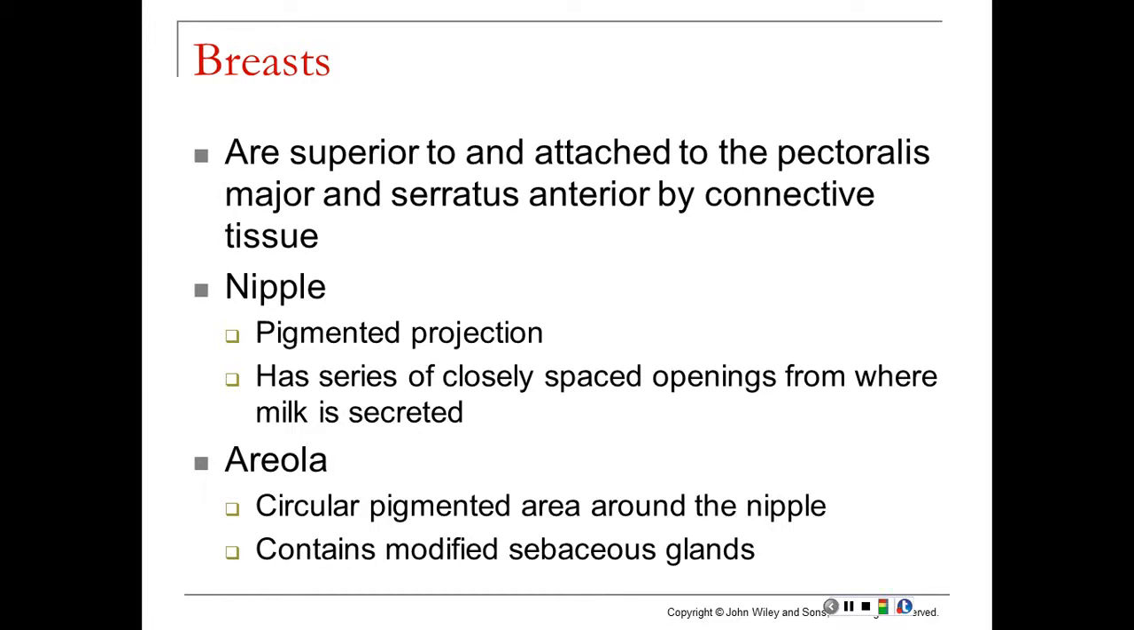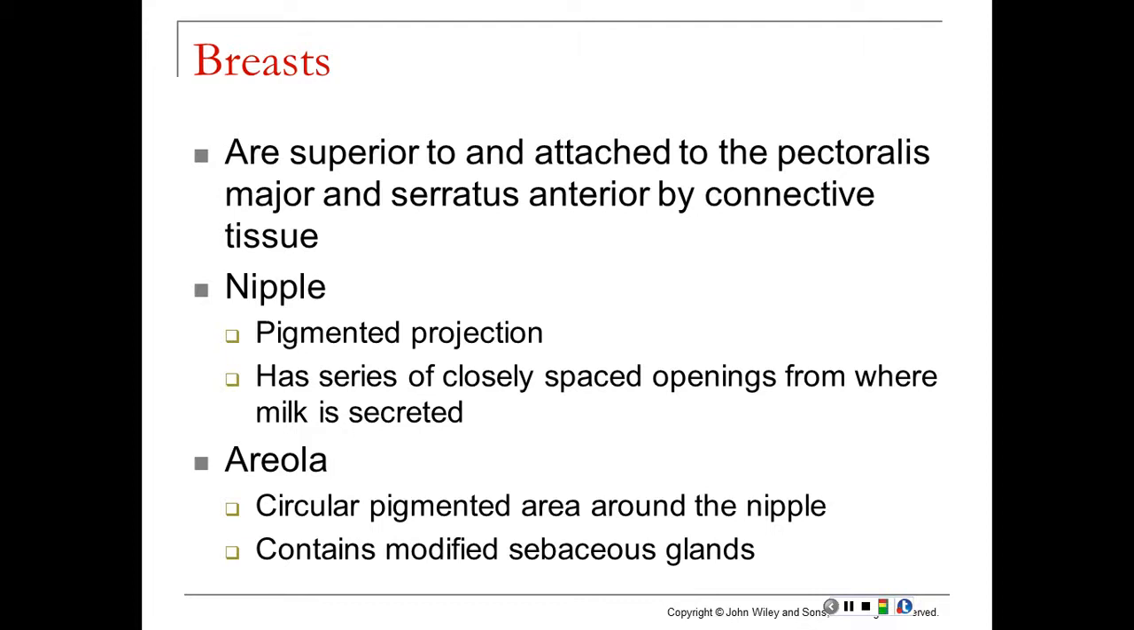Let's talk about breasts. They're superior to and attached to the pectoralis major. So they're on top of the muscles and the serratus anterior muscles. They're connected to those underlying structures, of course, by connective tissue. There's the nipple. I'm assuming most of you are familiar with these structures. It's the pigmented projection. There's lots of spaces where milk is secreted. If you've never lactated before, you probably don't realize that your nipple actually has several holes on it.